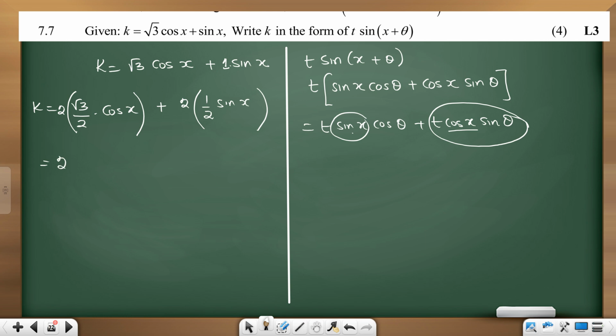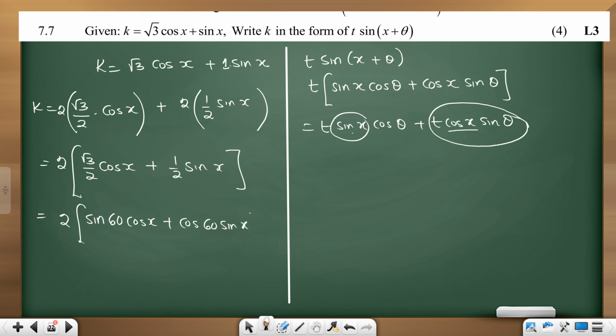And this is now what? 2 is common. What do you have? Root 3 over 2 cos x plus half sine what? X. What do you have? 2, what did we say? Is it cos 60? No, we want what? Sine. So we want sine what? 60 cos x plus what? Cos 60 sine what? X. And what would that be? Sine 60 plus x.